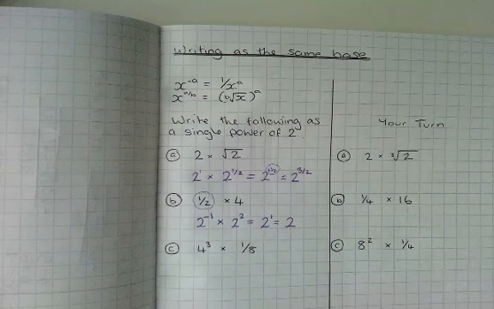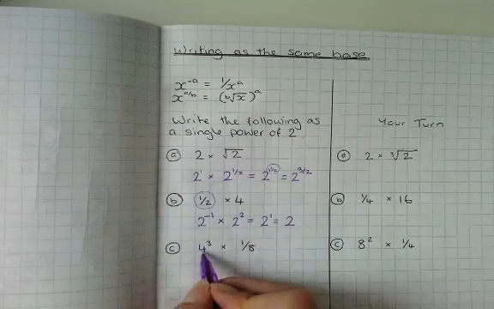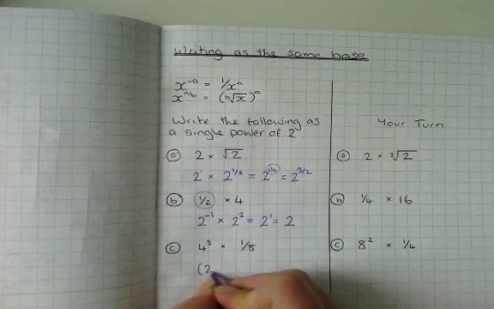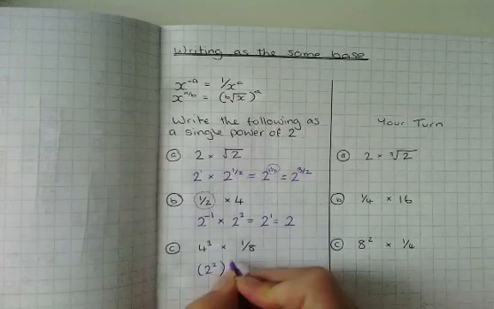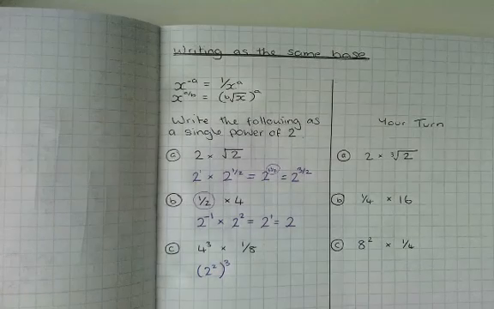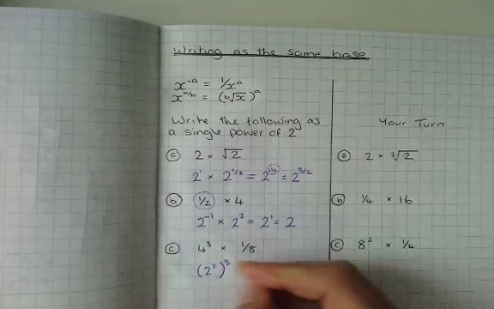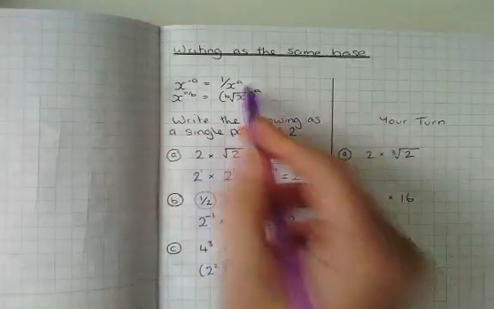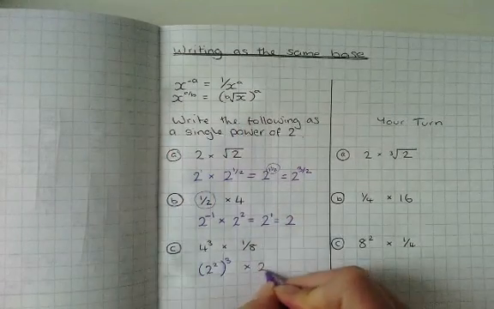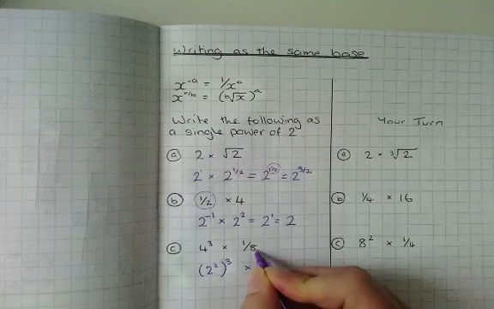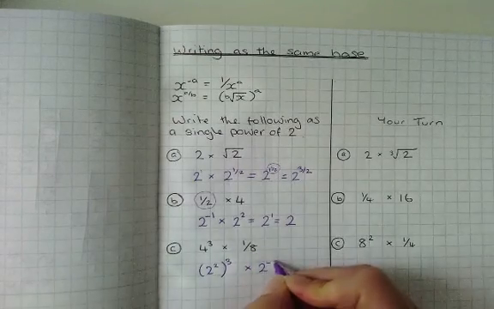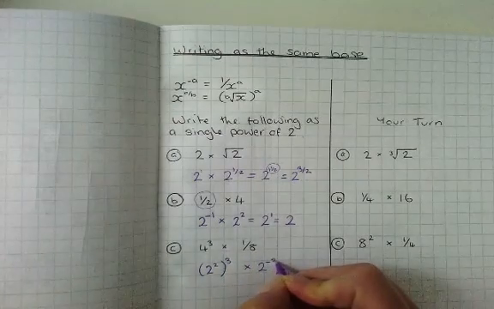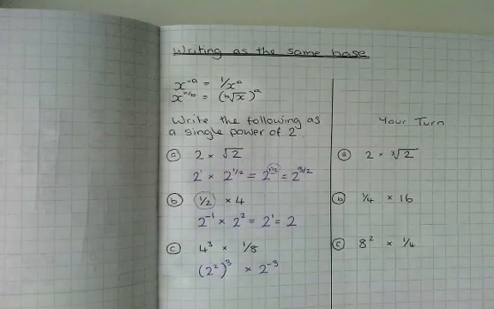So part C is a bit more complicated. So 4 is the same as 2 squared, so I'm just going to write that in brackets and put that power of 3 outside the bracket. Times by, so I'm going to use this top rule here, so I know it's going to 2 to the power of minus, 2 cubed is 8, so this is 2 to the power of -3.